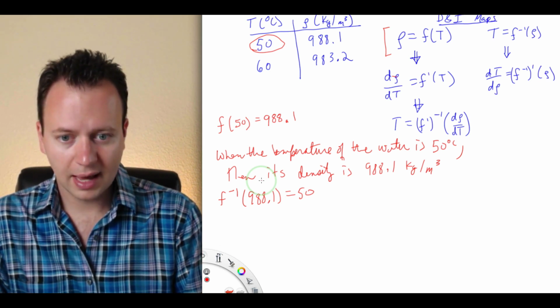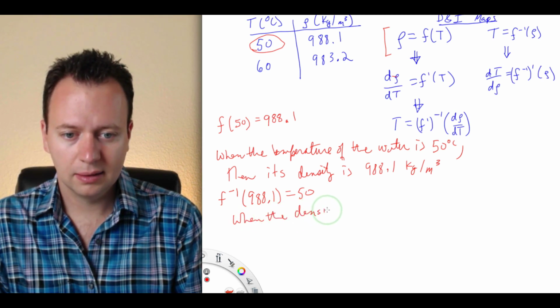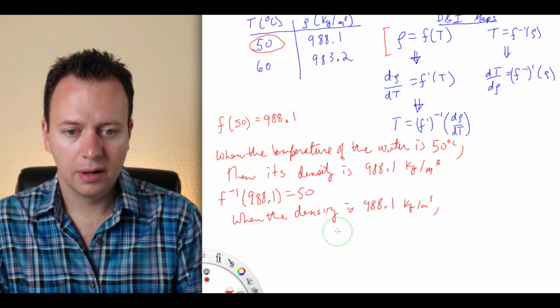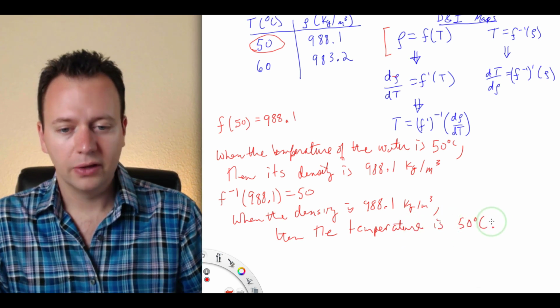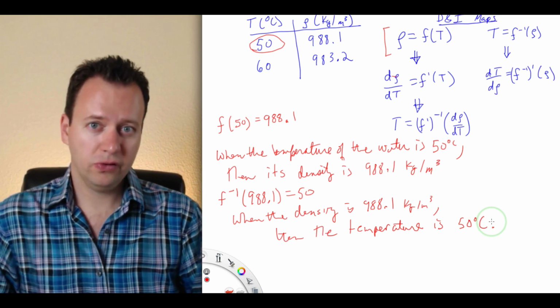So here we can say, when the density is 988.1 kilograms per cubic meter, then the temperature is 50 degrees Celsius. Right, so it's an equivalent statement. It's the same information in both of these statements.